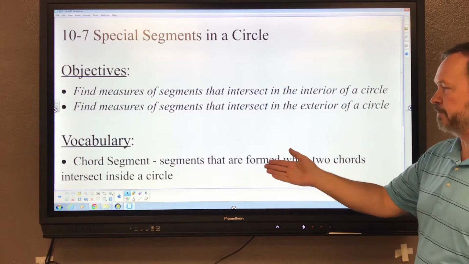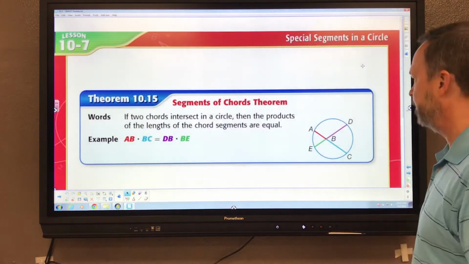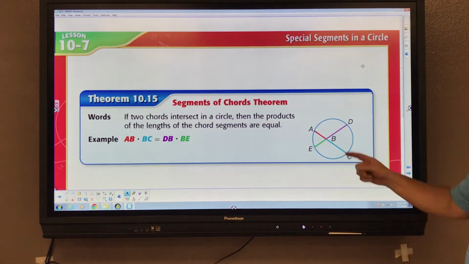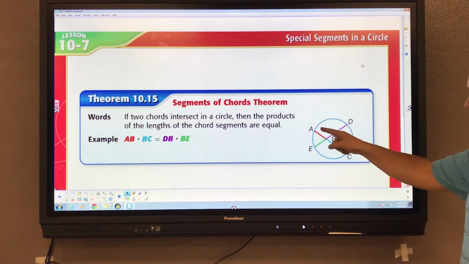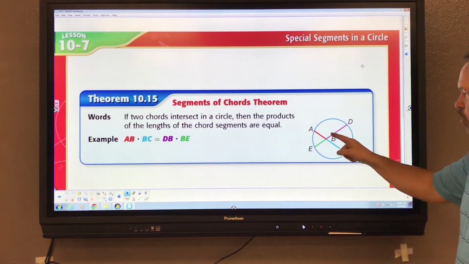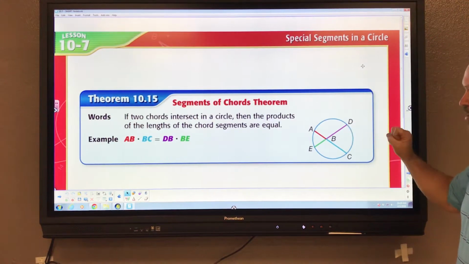A chord segment is a segment that is formed when two chords intersect inside a circle. We'll see that. These are chord segments: the little red guy, the blue guy, the purple guy, and the green guy. These are chords. These are chords. These are chord segments. These are the things that are created when two chords intersect inside a circle.